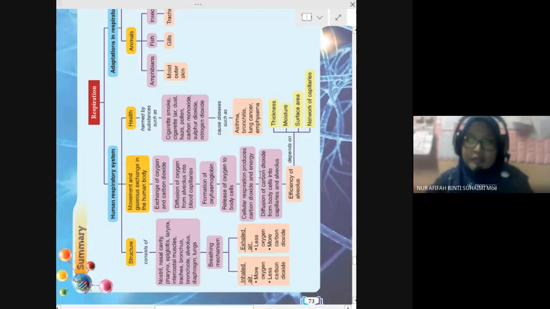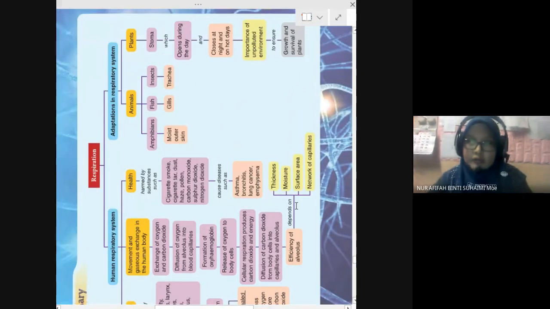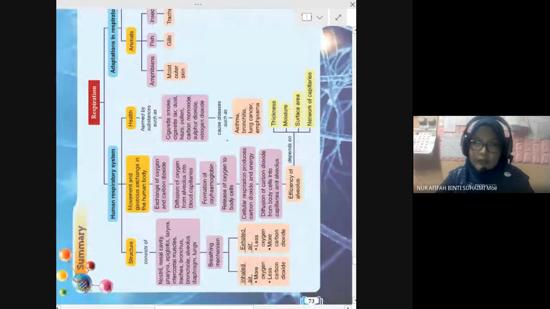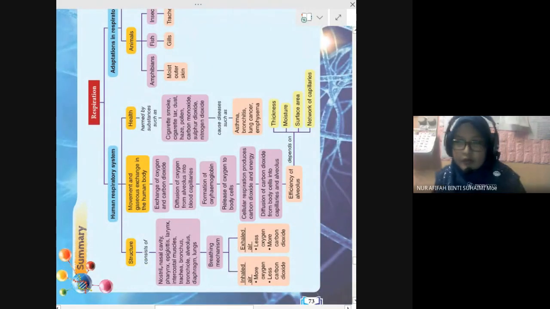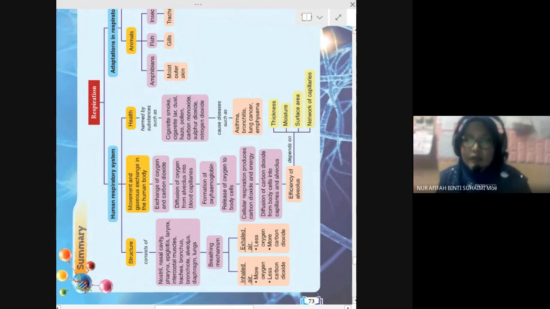Okay, respiration we have two main parts, in human and in animal. Okay, in human, still remember the structure. Let's start with nostril, nasal cavity, pharynx, larynx, trachea, bronchus, bronchiole, alveolus. Okay, the breathing mechanism consists of diaphragm, lungs, rib cage. Then we have inhalation, exhalation.